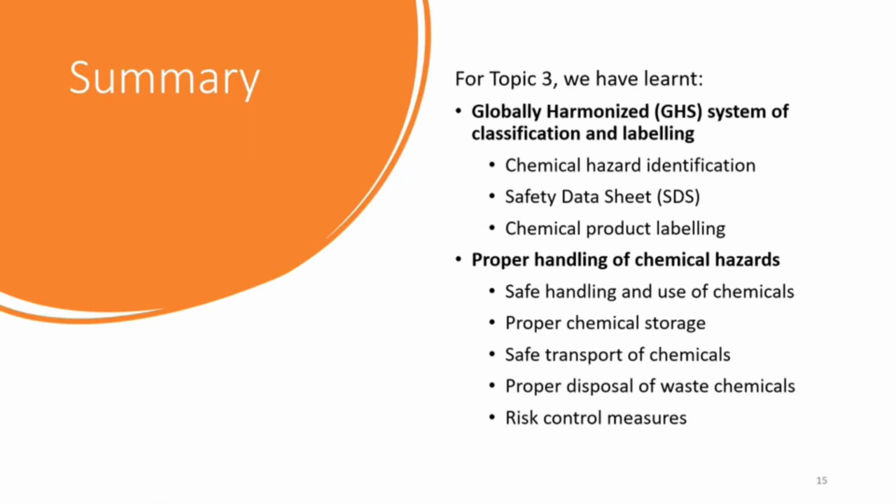We have come to the end of topic 3. To summarize, under this topic, we have learned about the globally harmonized system of classification and labeling, in which we have learned about the chemical hazard identification, safety data sheet, and the chemical product labeling. We have also learned about the proper handling of the chemical hazards, which includes the general safe handling and use of the chemicals, proper chemical storage, transport, and disposal. And lastly, we have learned about the different levels of the risk control measures for the chemical hazards.